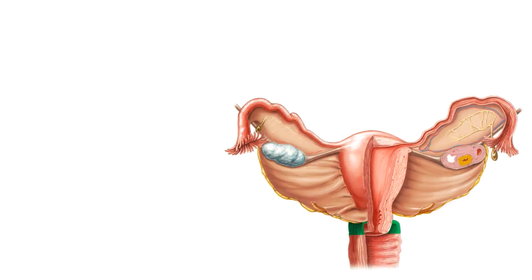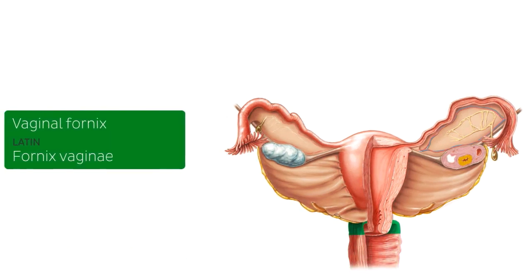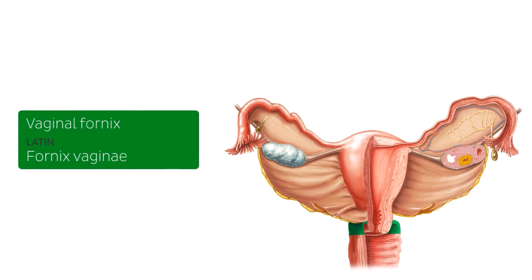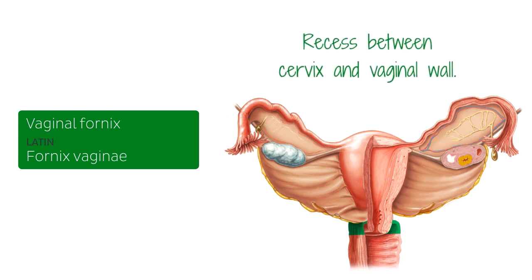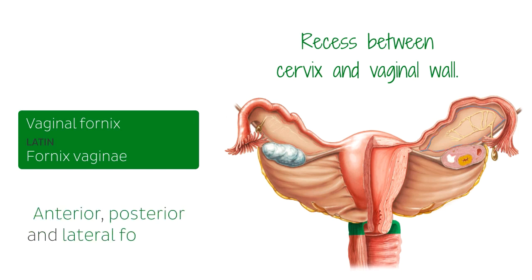Now we're going to zoom in a little bit to get a closer look at our vagina. As you can see here, part of the structure superior to the vagina in this image, known as the uterus, protrudes into the vagina. To come back to our structures and their relationships to one another, the recess that is formed between the cervix and the vaginal wall is known as the vaginal fornix. Although this fornix is continuous, it is sometimes divided into an anterior fornix, posterior fornix, and lateral fornix.